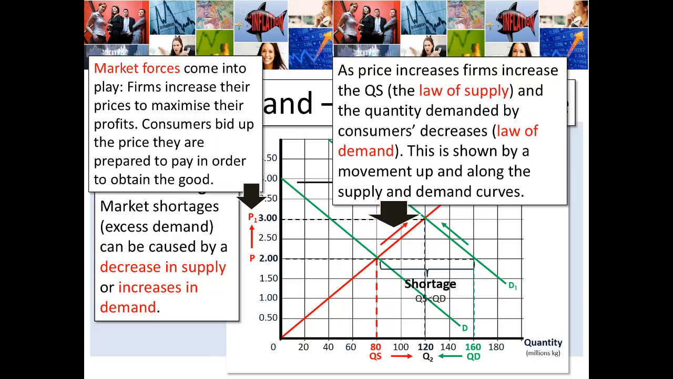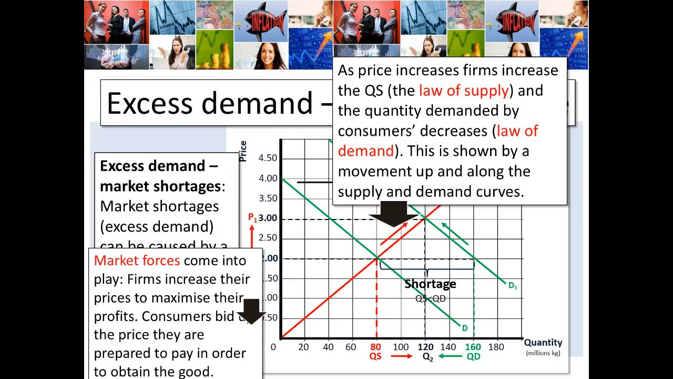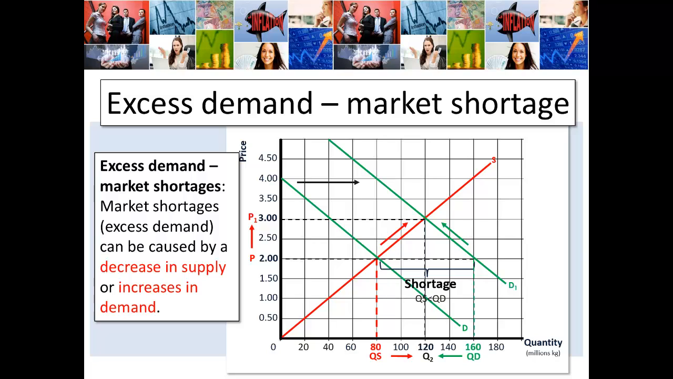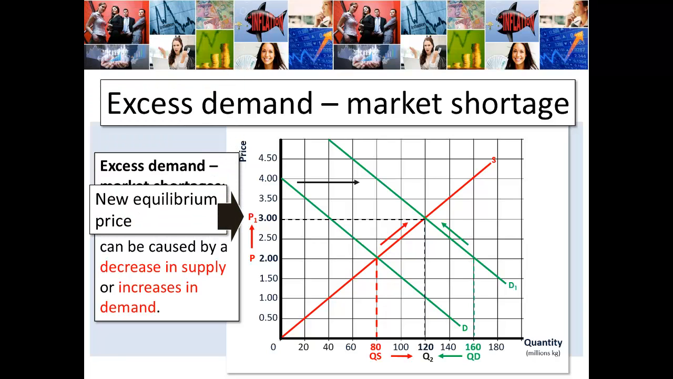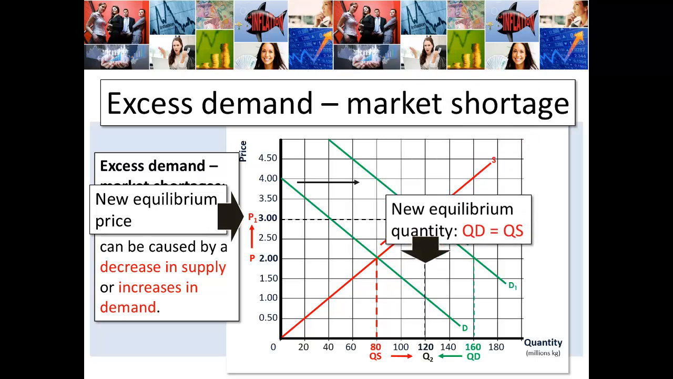And from the laws of supply and demand, as price increases, firms increase the quantity supplied, and the quantity demanded by consumers decreases. And that's shown by movement up along the supply and demand curves, resulting in the quantity demanded decreasing to 120, quantity supplied increasing to 120, and again we have a situation where the market is once again in equilibrium. This time the equilibrium quantity is 120 million kgs at the new equilibrium price of $3.